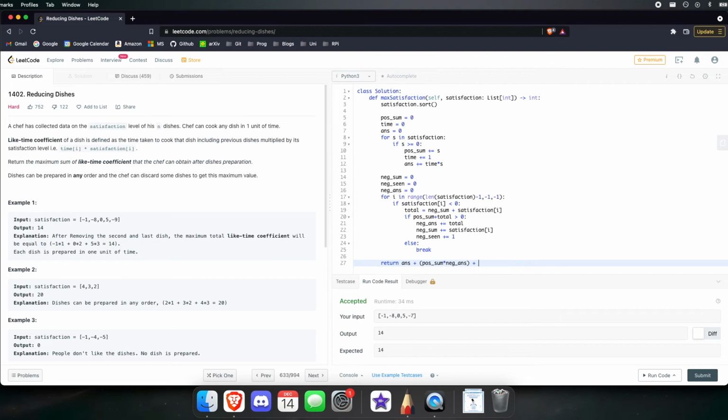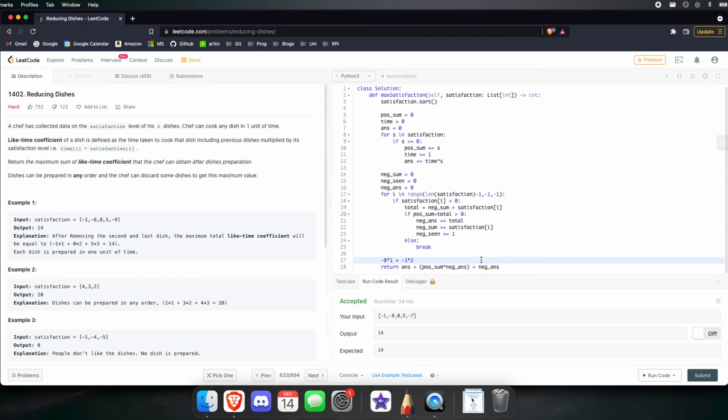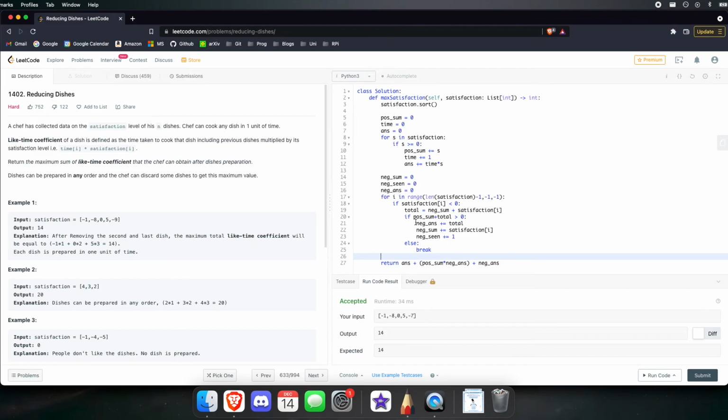And we also want to add the negative answer. This negative answer basically represents the negative 1 times 1, or if we were taking the 8, it would represent the negative 8 times 1 plus the negative 1 times 2. That's being handled right here.